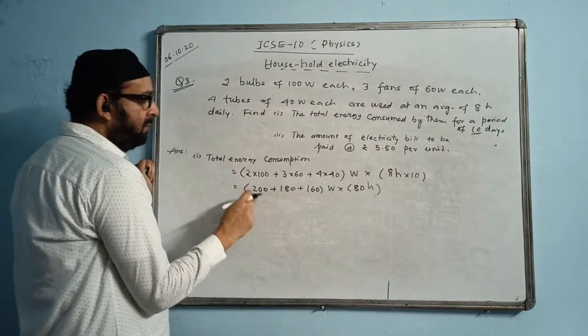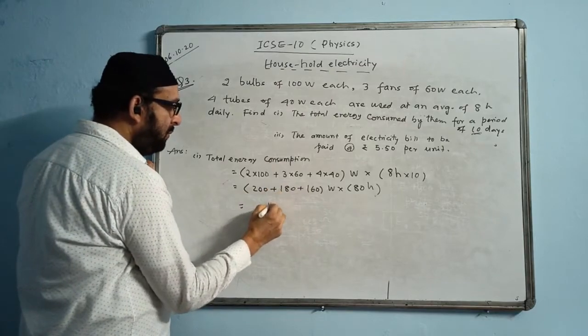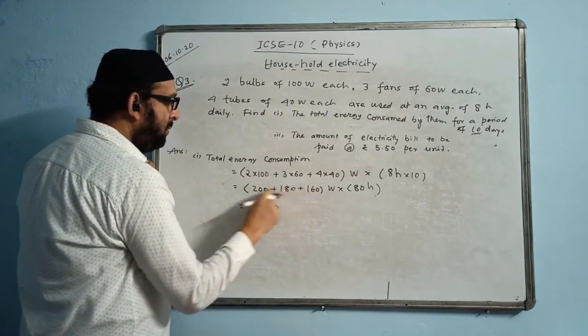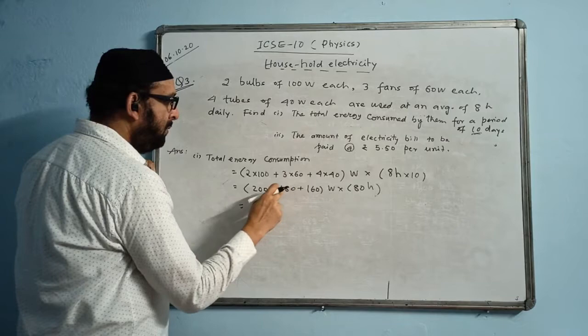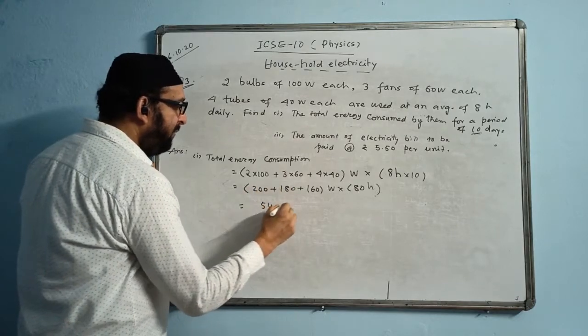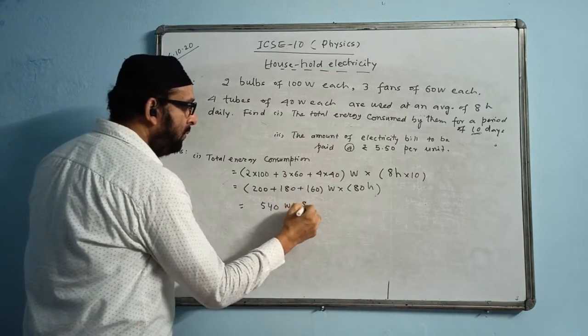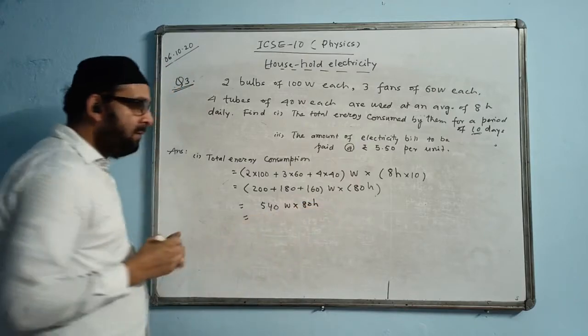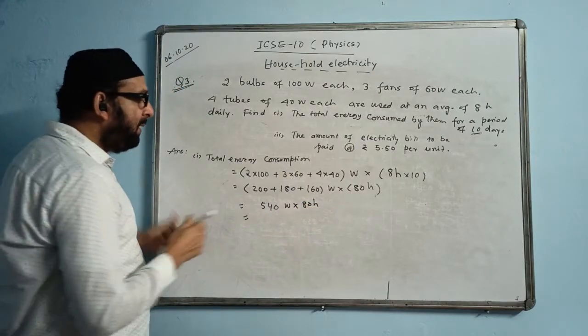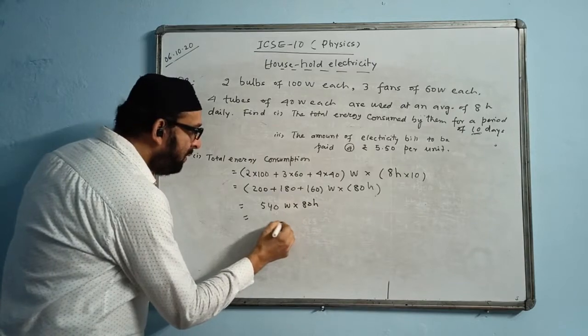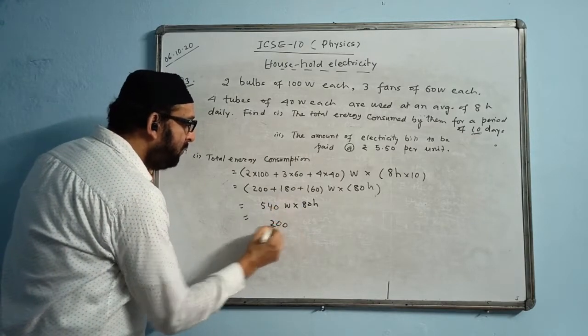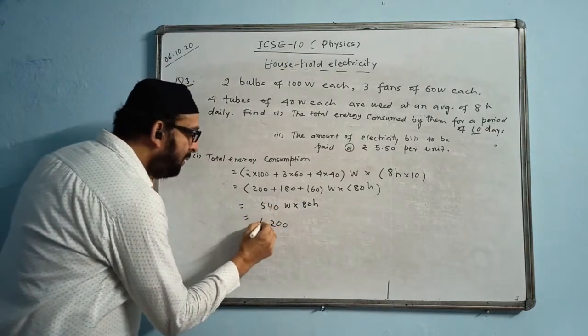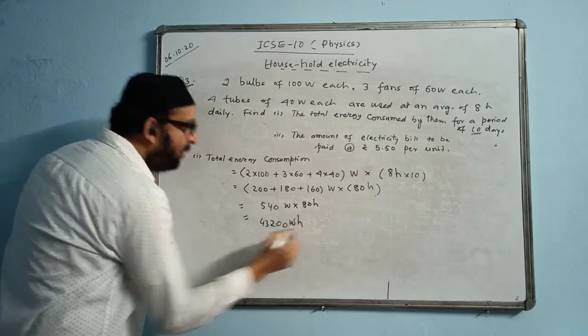Add all of this, so total becomes 540 into 80 hours, like this. We'll multiply. 0 will come here. 8 4s are 32, carry 3, 8 5s are 40. This much watt hours.